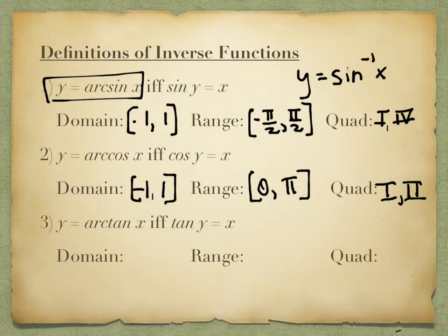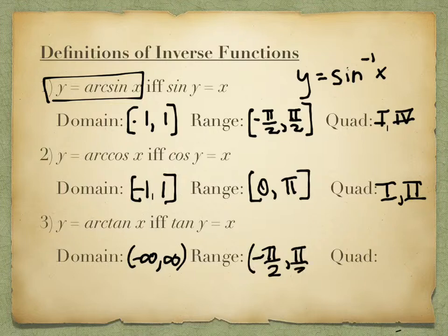Okay, so let's go back into the arc tangent now. So if I'm doing the arc tangent, the domain and range switch. So my domain is actually negative infinity to infinity on this one, right? And my range is negative pi halves to pi halves. What quadrants correspond to that negative pi halves to pi halves? 1 and 4.